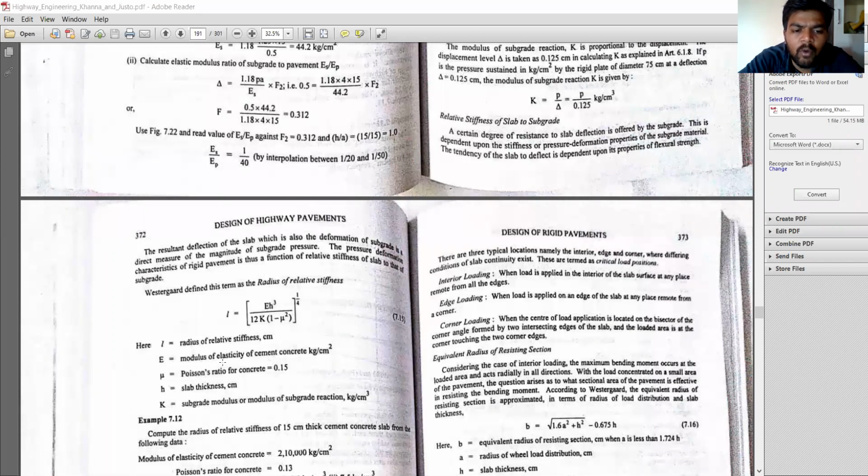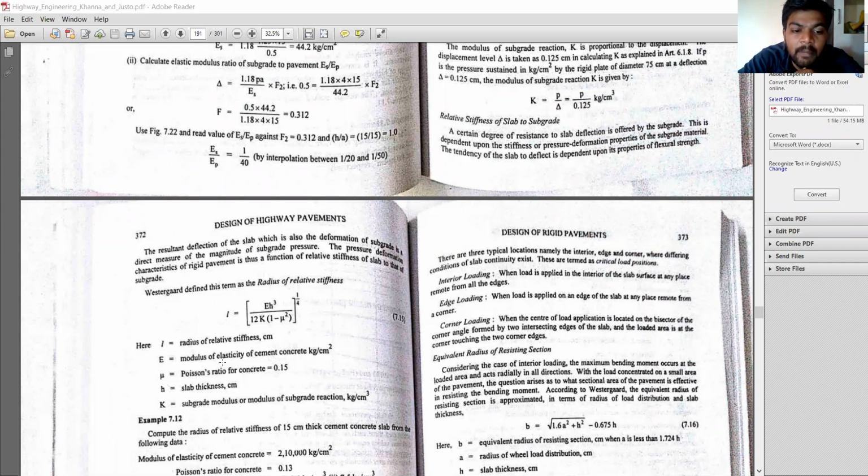Next, mu is Poisson's ratio for concrete. Usually it is 0.15 as per the standard codes. Poisson's ratio for concrete is 0.15. Next, H is the slab thickness. In cement concrete pavement, the thickness of pavement to be provided is designed. As per the design, the slab thickness value is taken here to calculate relative stiffness.